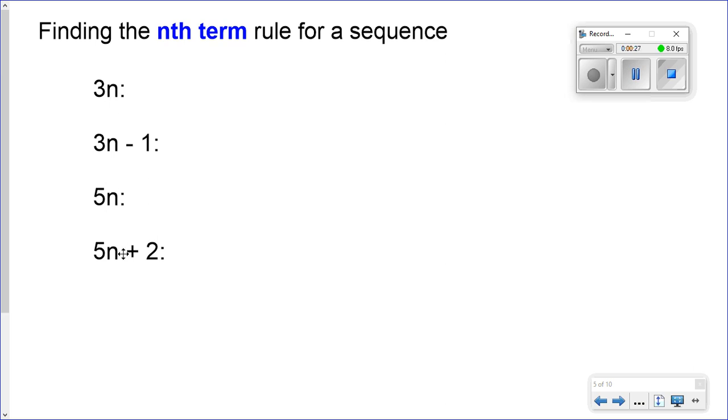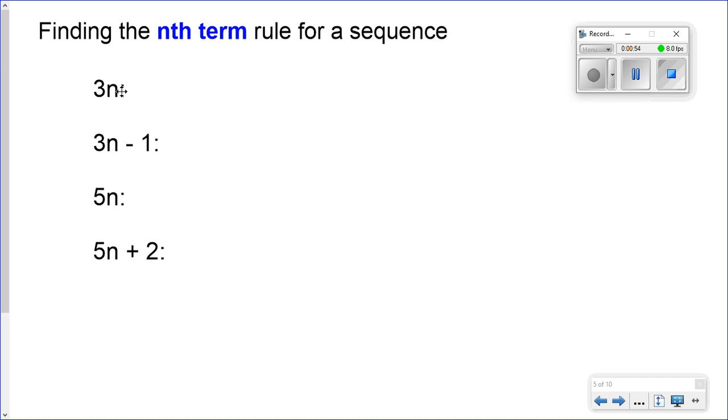If you'd like a little warm-up task, what you could have a go at is pausing the video and see if you can work out the first four terms of each of these sequences using these four nth term rules. So if we're looking at the first four terms, we're going to replace n with 1, then n with 2, then n with 3, and then n with 4. Have a little go.